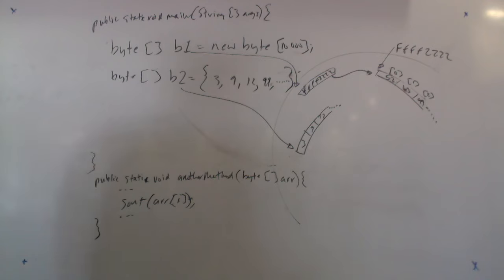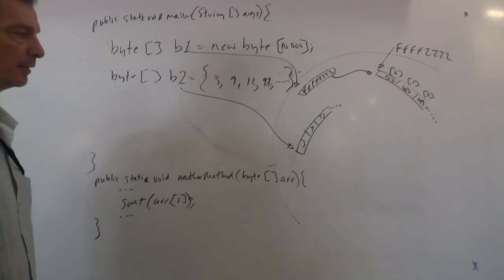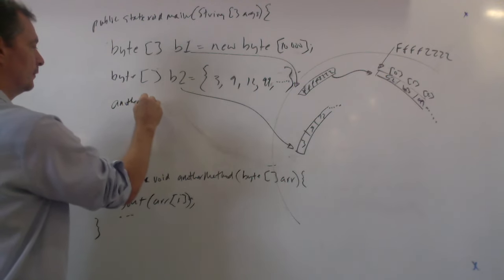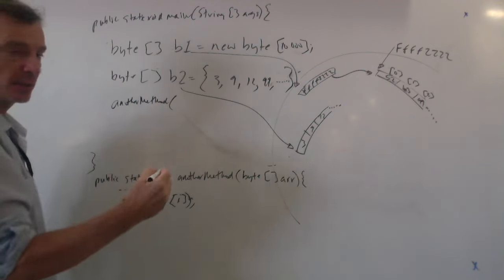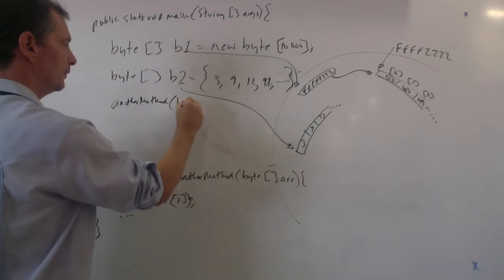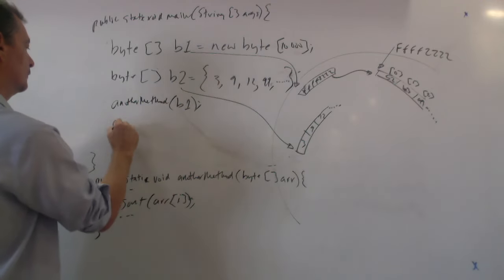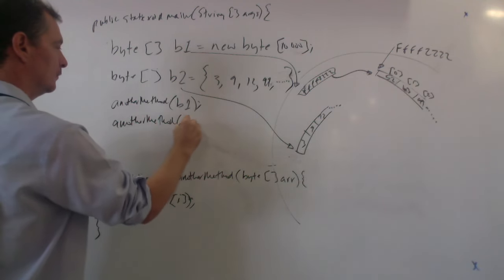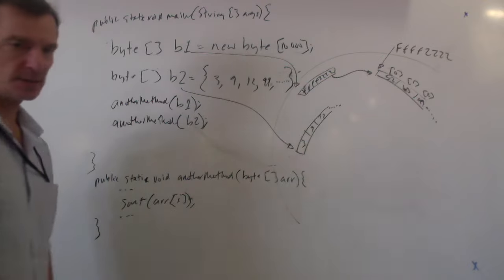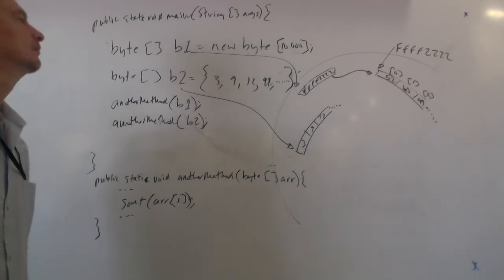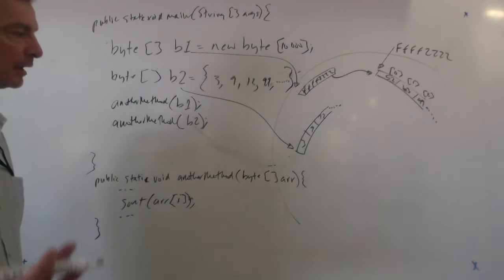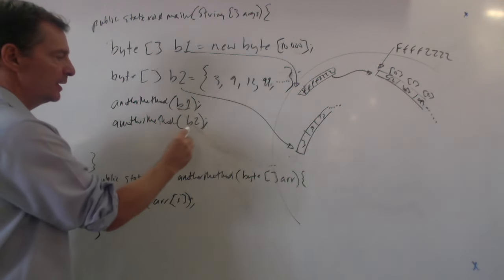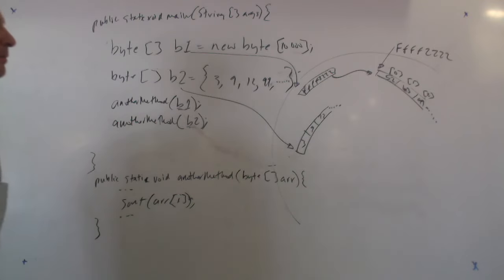So back here in the main, I'm going to call another method twice. Once I'm going to send v1. And once I'm going to send v2. So here's the thing. Technically, what is b1? Technically, what is b2?